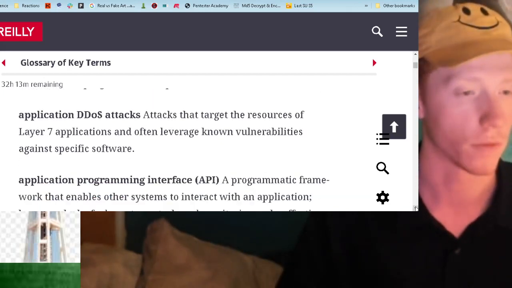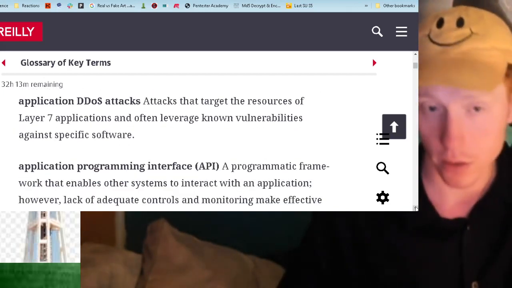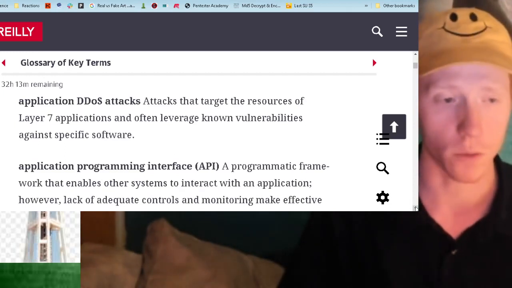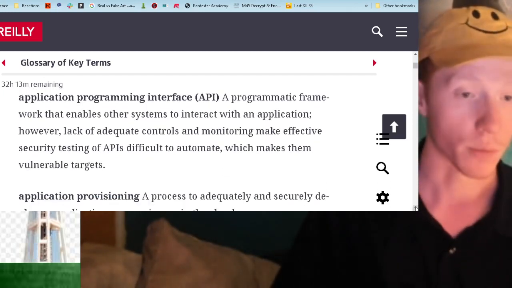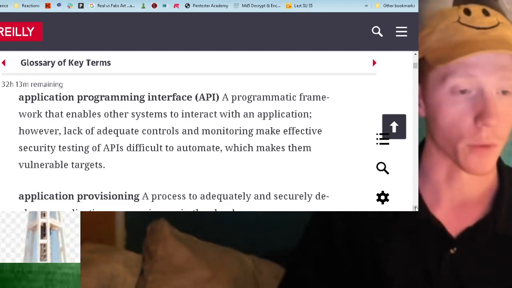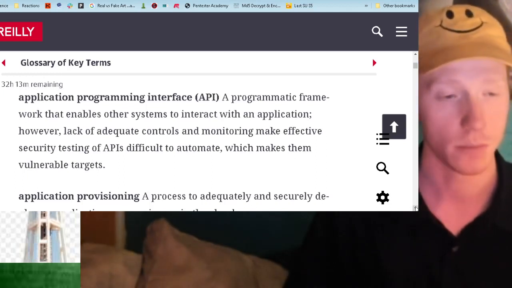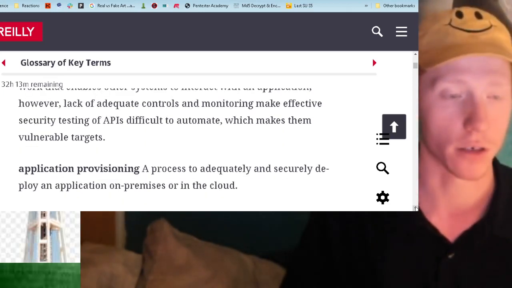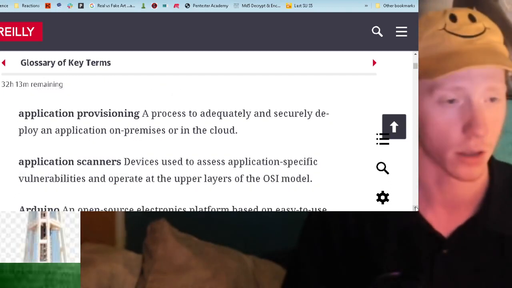Application block list or deny list is an index, and that's pretty straightforward. Application DDoS attacks: attacks that target the resources of Layer 7 applications and often leverage known vulnerabilities against specific software. Application Programming Interface, API, is a programmable framework that enables other systems to interact with an application. However, lack of adequate controls and monitoring makes effective security testing of APIs difficult to automate, which makes them vulnerable targets.